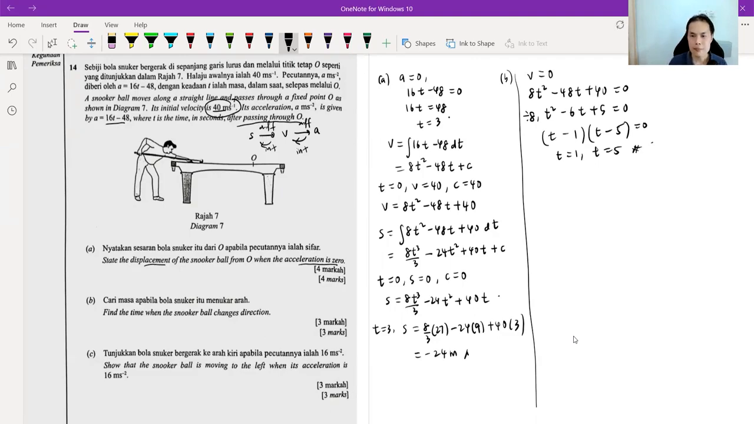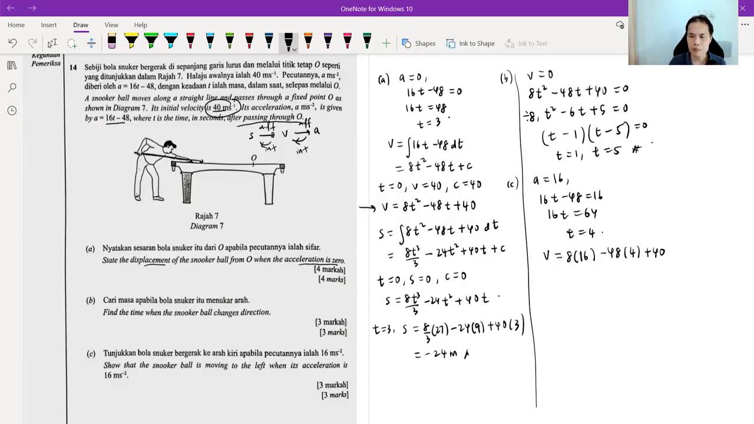Okay, lastly, part C. Show that the snooker ball is moving to the left when the acceleration is 16. So when your acceleration is 16, we need to find the time. 16t minus 48 equals 16. 16t is 48 plus 16, 64. t is 4. To know whether it's moving left or right, we just have to find the sign of your velocity. So we take this t value and sub it inside your velocity function, 8 times 4 squared. I'll write 16 straight away, don't write a lot of steps. Then 48 times 4 plus 40.